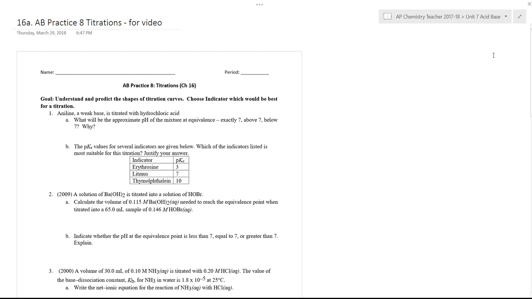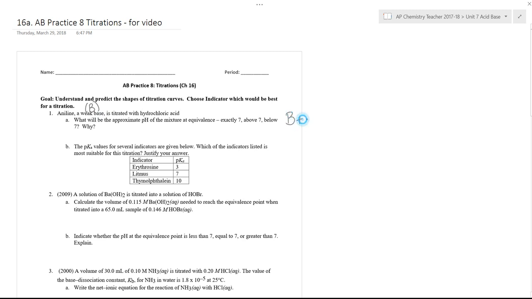And if we look at this first problem right here, we're talking about the titration of a weak base, and we're asked what will be the pH of the mixture at equivalence. It might be helpful to write out the reaction here. We don't have the chemical formula for aniline. We do know that it is a weak base. Let's just use the generic B for base.